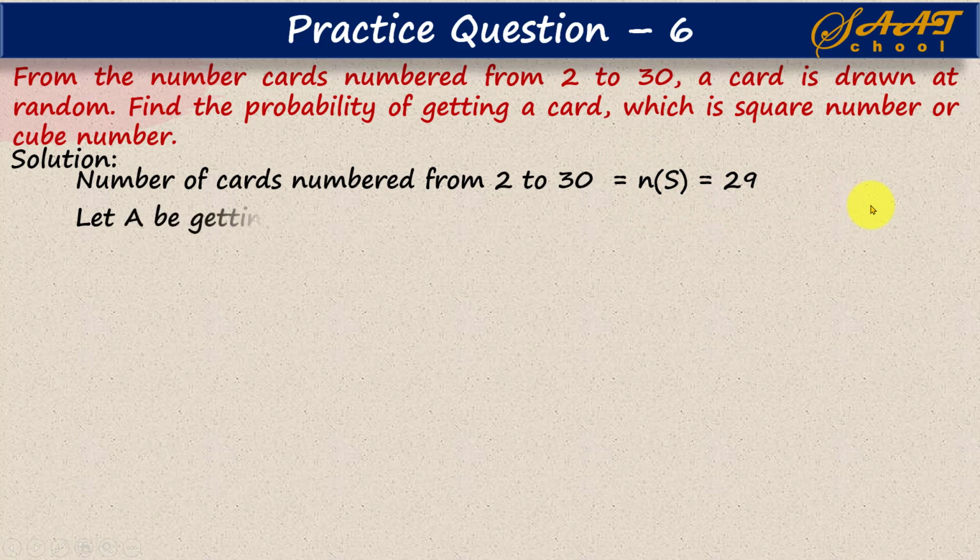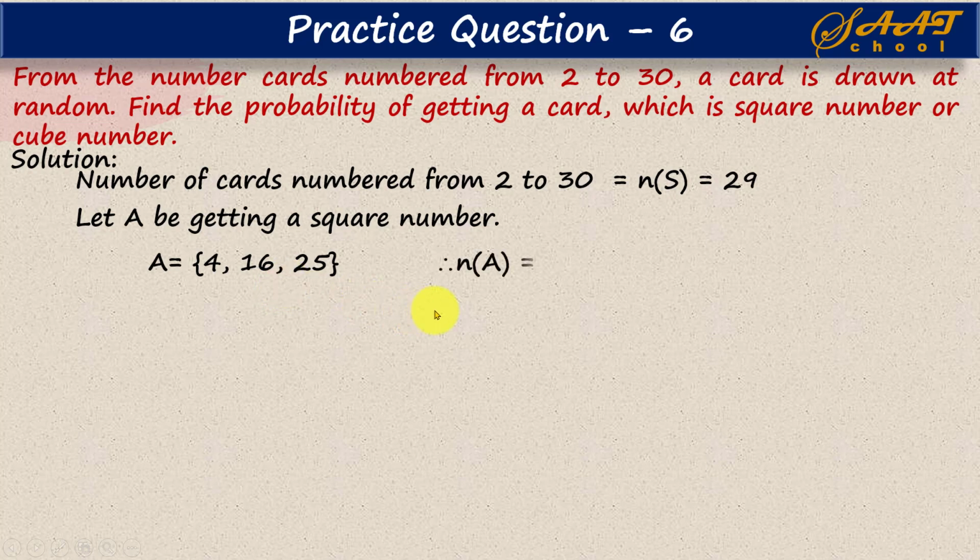Now let A be getting a square number. The square numbers from 2 to 30 are 4, 16 and 25. So these are three outcomes, or we can say there are three square numbers from 2 to 30, and NA is now 3.